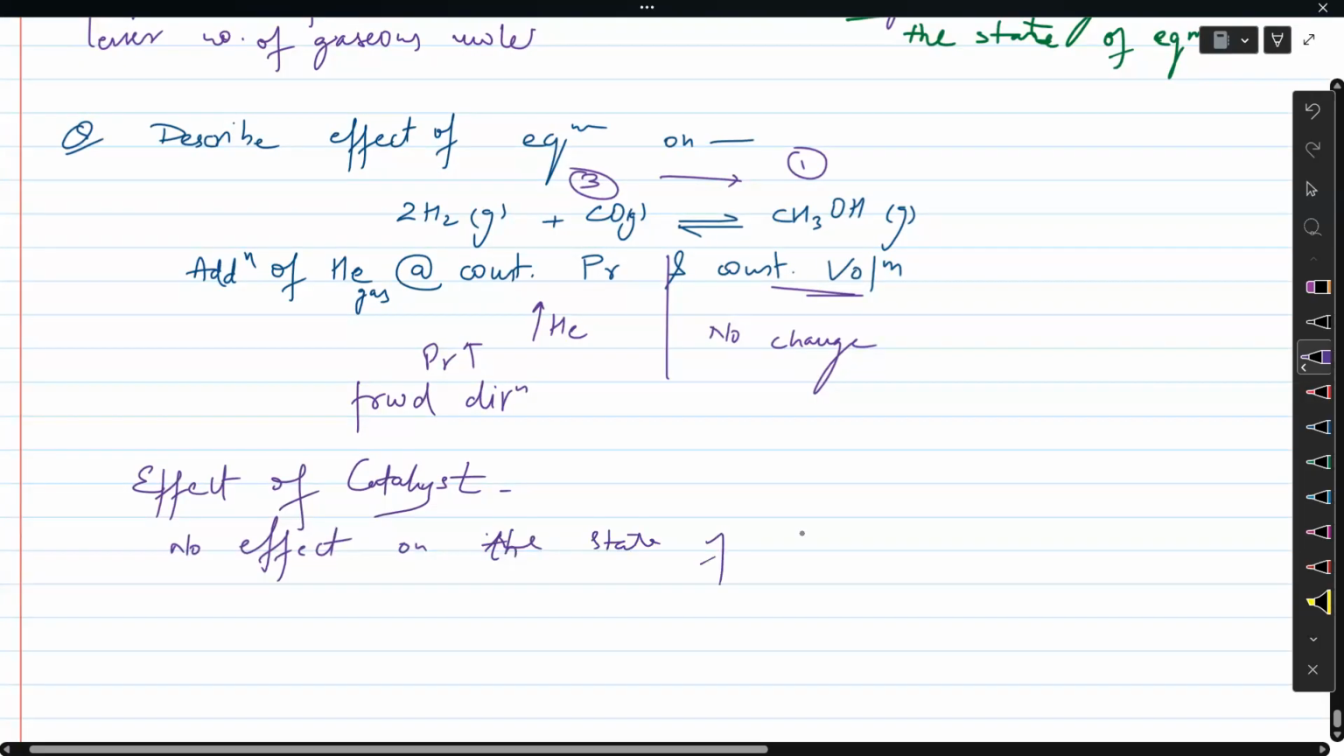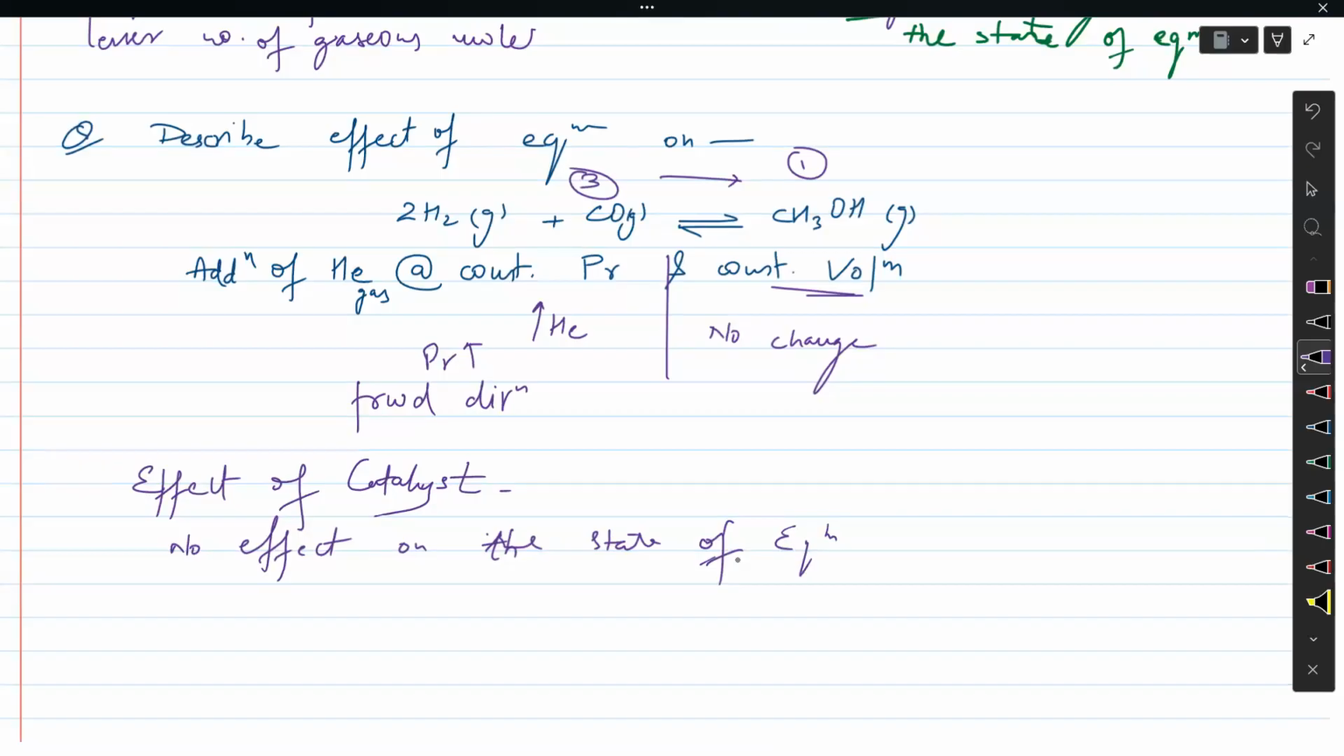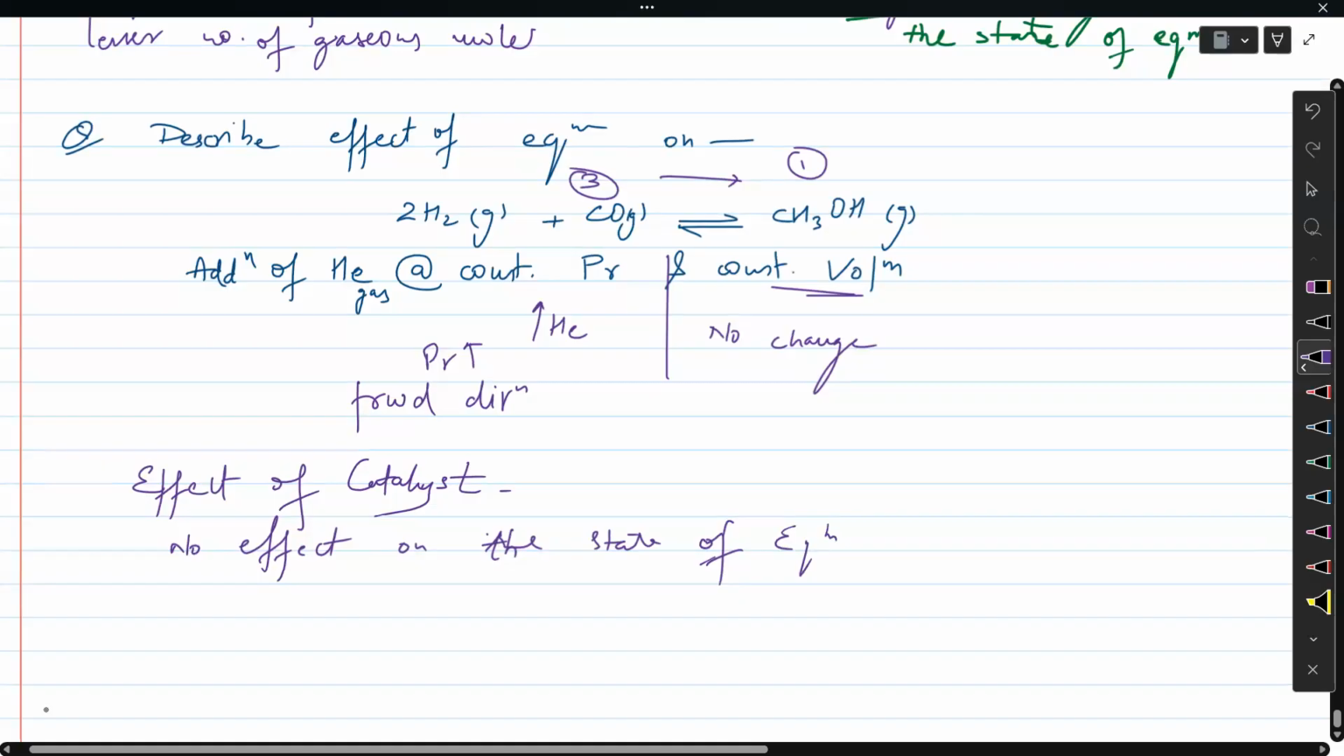What does a catalyst do then? It just brings the equilibrium condition earlier than expected. Like if the equilibrium was going to be established in 1 hour, a catalyst will bring the chemical equilibrium in 5 minutes. This is the work of a catalyst. However, the state of equilibrium will have no effect when a catalyst is added. Got it, everybody?